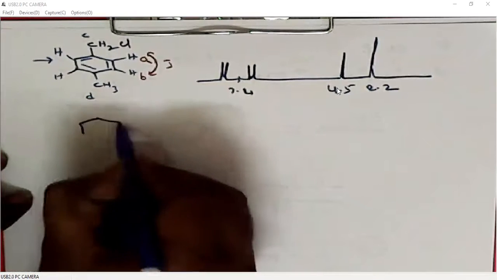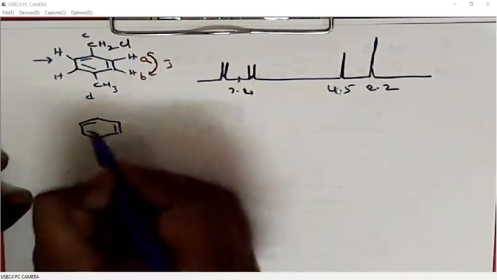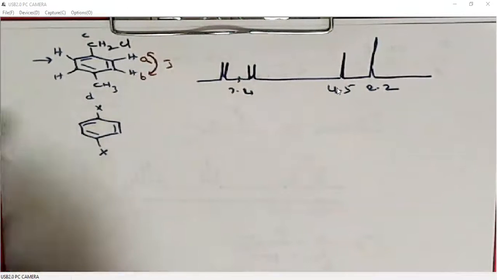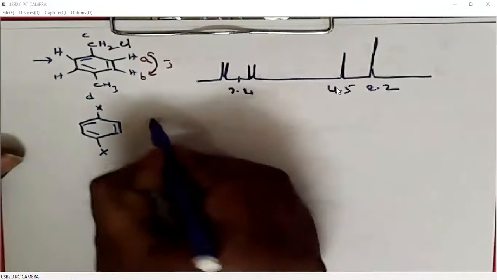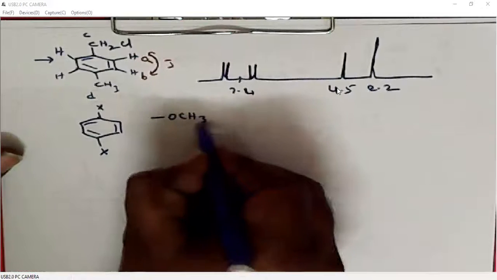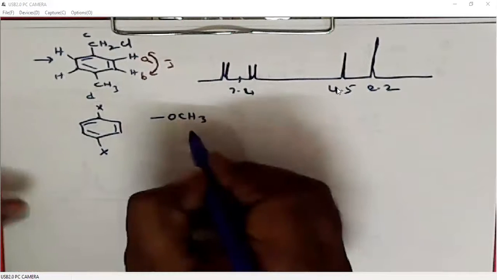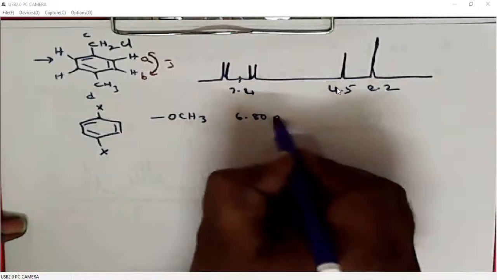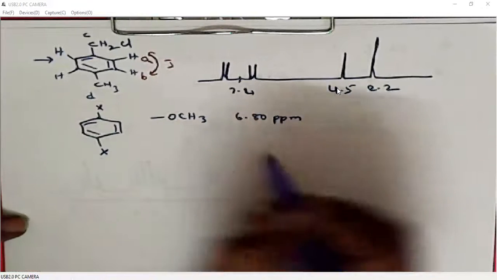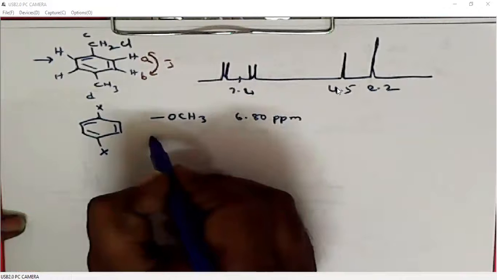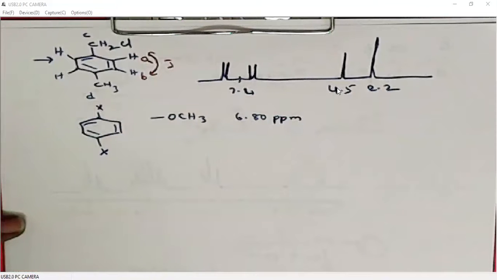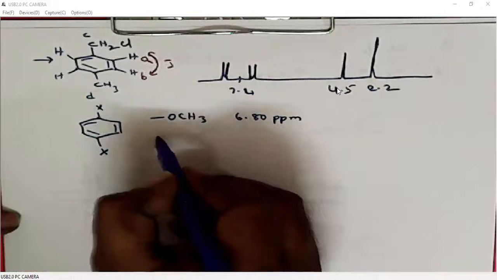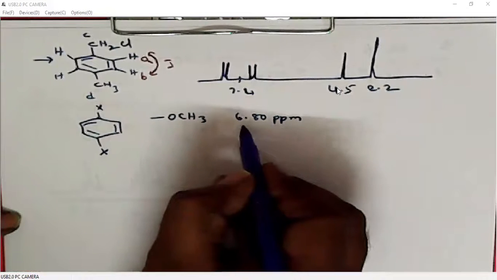But what are the effects of the substituents on the benzene protons? For example, if we have an OCH3, which is a very electron releasing plus M group, it donates more electron density into the benzene ring. As a result, we will have a high local magnetic field, so the resultant will come down. So that is why we observe a low delta value.